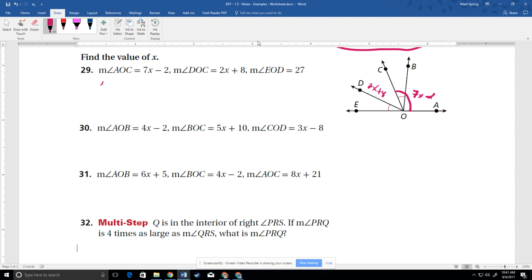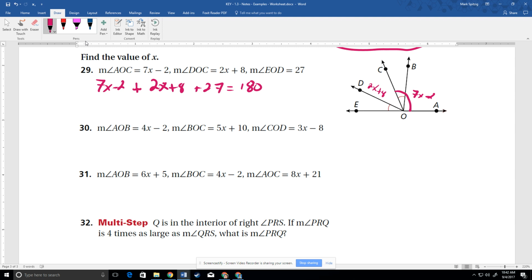But we know that 7x minus 2, right, is this whole one. So 7x minus 2 plus, sorry, I couldn't see the cursor. Let's go up here. All right, so plus 2x plus 8 plus 27 does give you 180, right? All three of those angles are not supplementary. Well, we didn't talk about that yet, but they add up to 180. They form a straight angle, so we know that their measure is going to be 180.